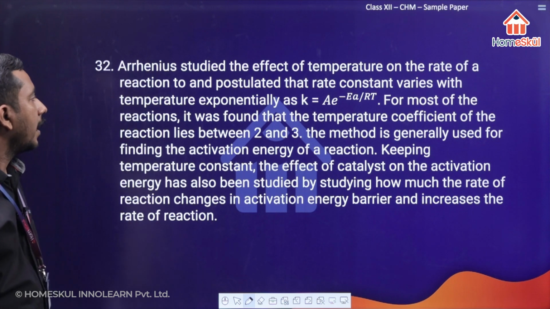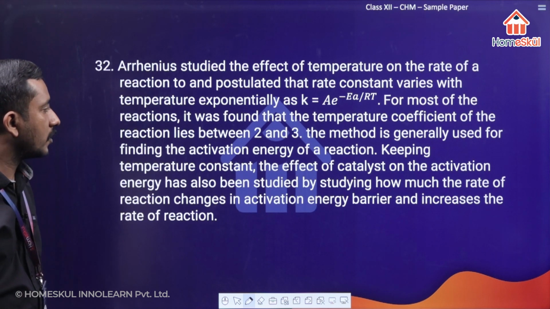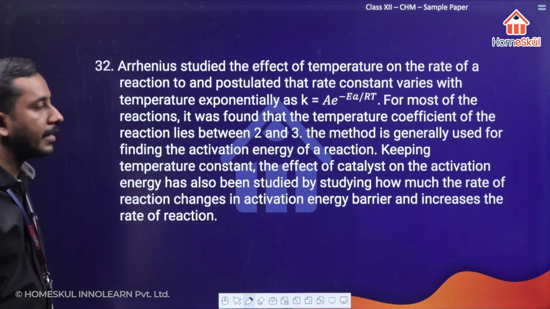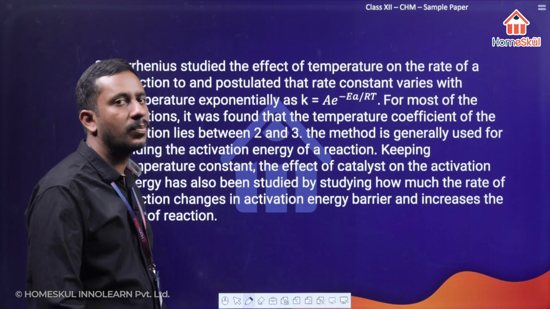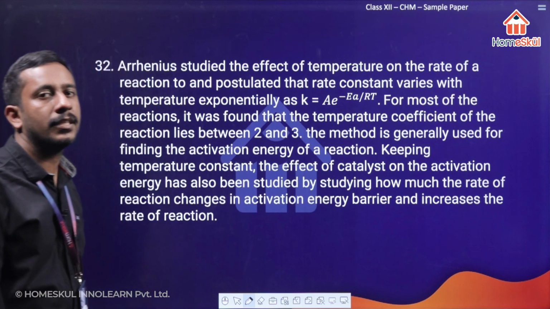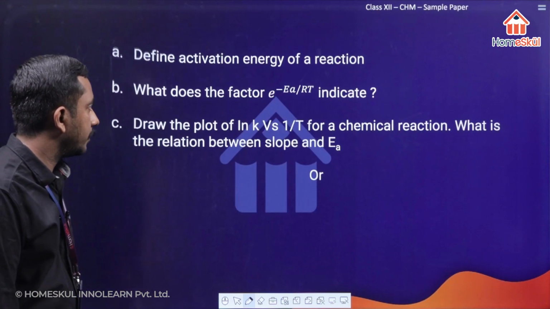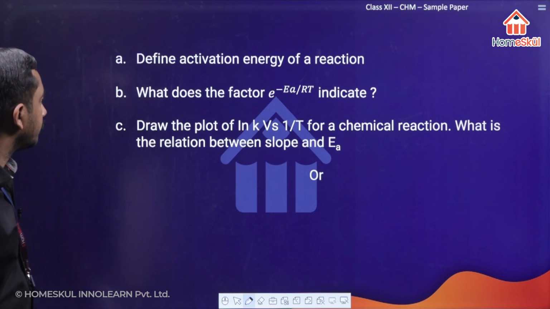The famous Arrhenius equation is given. For most reactions, the temperature coefficient was found to lie between 2 and 3. Keeping the temperature constant, the effect of a catalyst on the activation energy has also been studied. The catalyst increases the rate of the reaction by decreasing the activation energy of the reaction. Let us see if the questions can be answered directly from the passage or not.